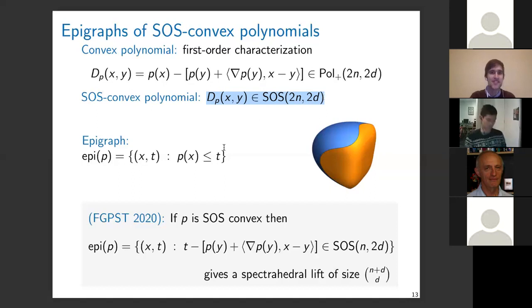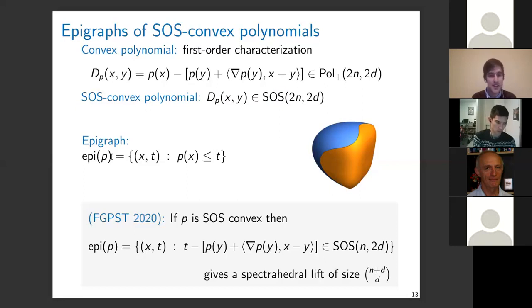Another little result I want to share that's very related is that for SOS convex polynomials, we can give a nice spectrahedral lift of their epigraph. So what's the epigraph? This is the set of points in n+1 dimensions where the polynomial, in this case, is less than or equal to that last scalar coordinate. This is the epigraph. Epigraphs are of particular interest in optimization from the conic point of view. I think everyone in this audience is probably pretty familiar with this idea of viewing a convex function in terms of this convex set.